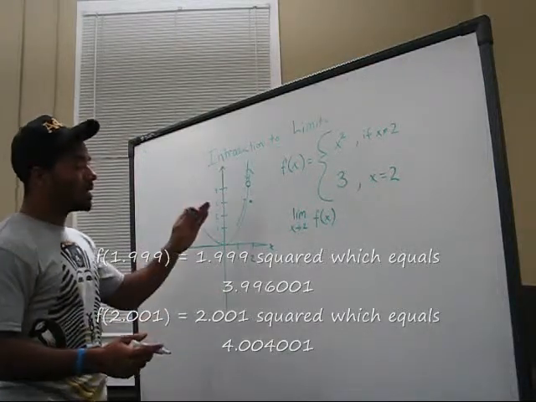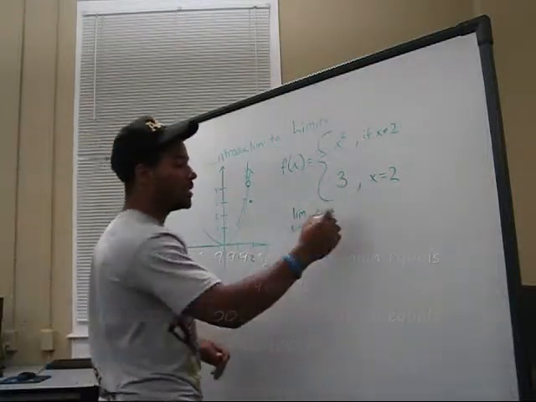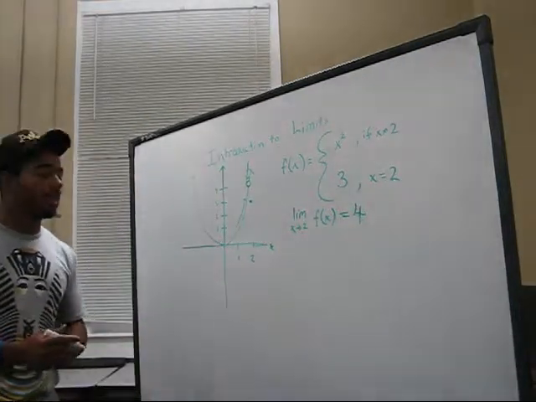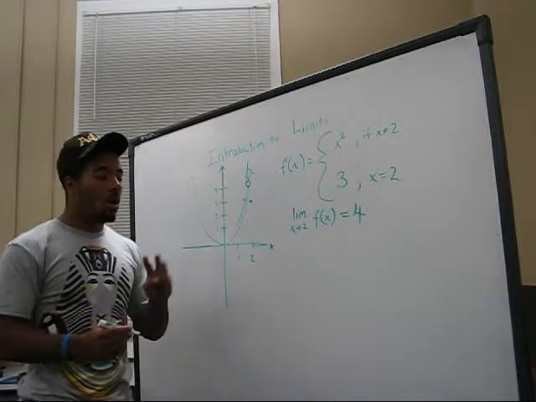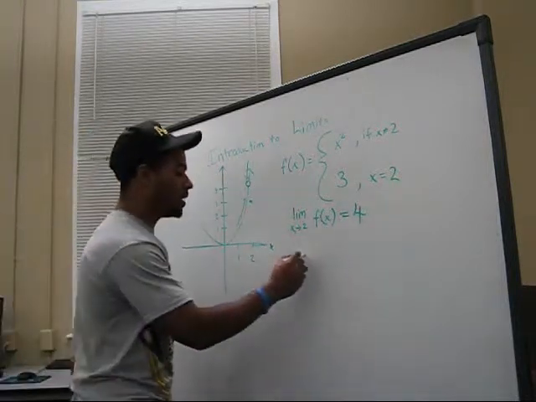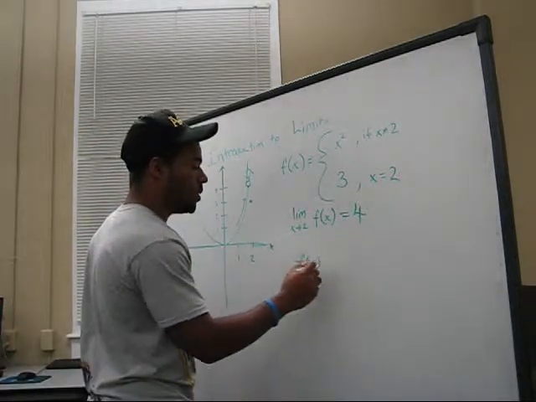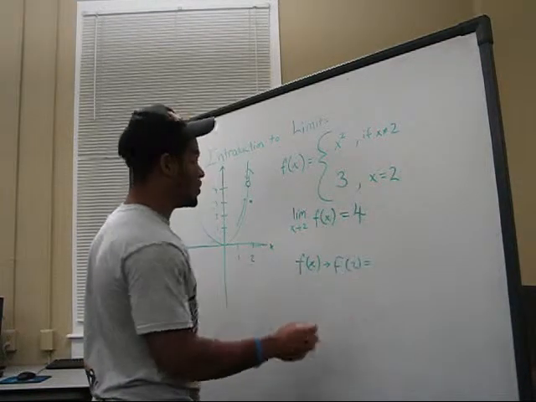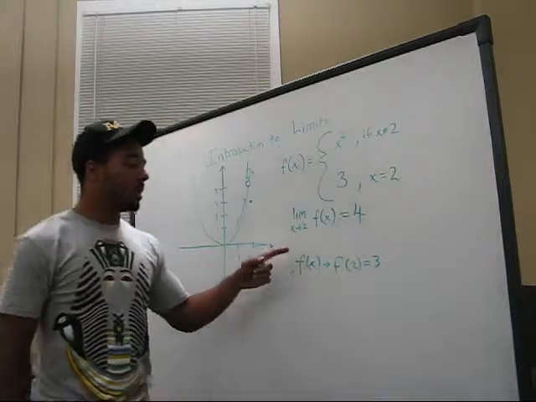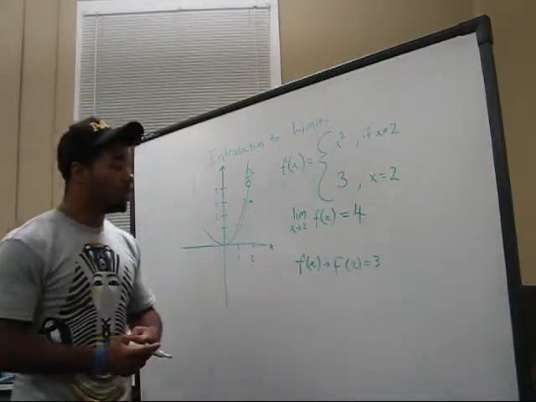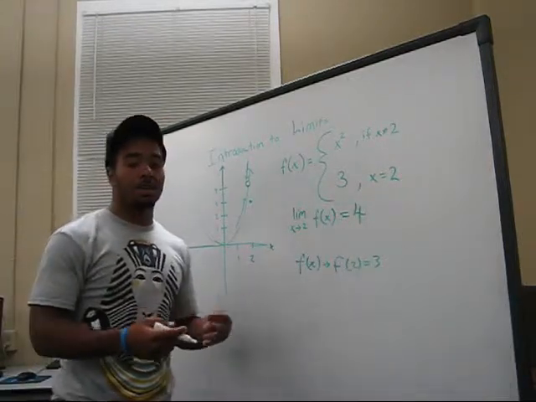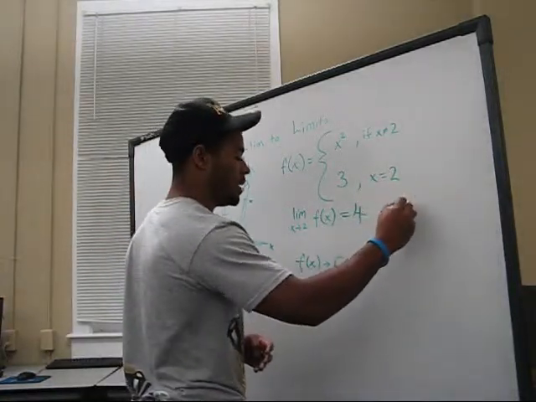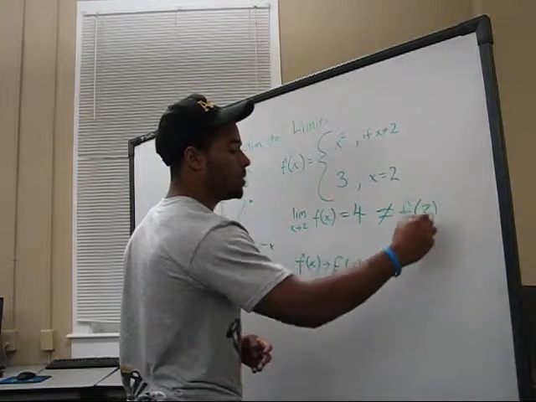So in this case, the limit still is equal to 4, because that is what they are approaching from both sides. Although f of 2 is equal to 3. So in this case, the limit as x approaches 2 of f of x is equal to 4, which is not equal to f of 2.